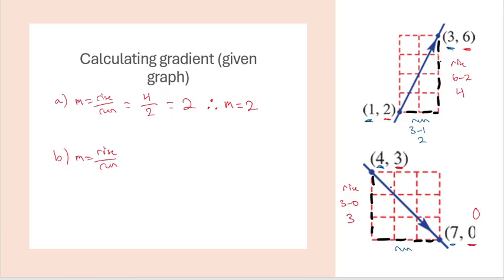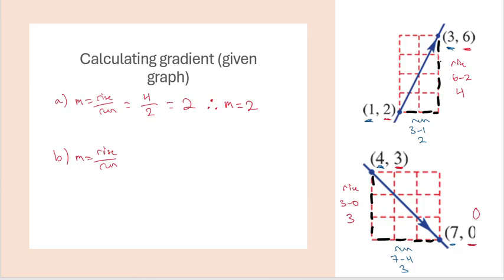So I'm just going to go from 4 to 7. So 7 minus 4, which equals 3 as well. Okay? So that's cool and all. But the next important thing is you need to look at the graph. Okay? What type of gradient is it?